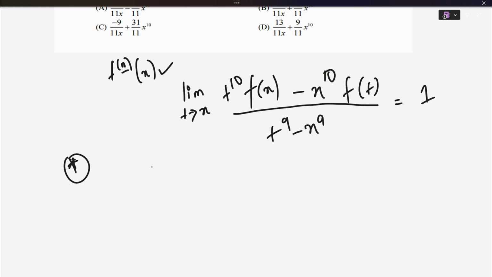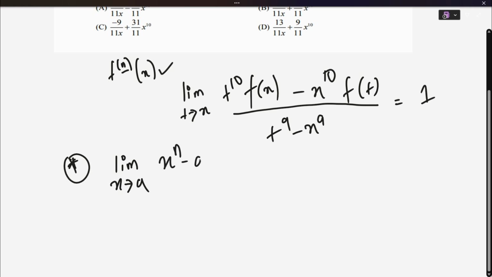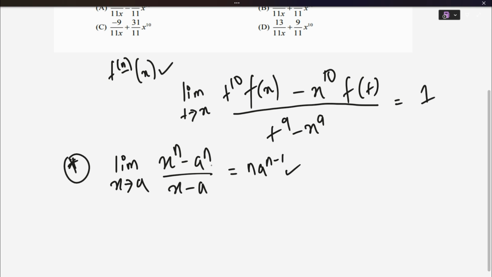So the standard limit that basically falls in place is this: limit x tends to a, of x to the power n minus a to the power n, divided by x minus a, is equal to n a to the power n minus 1. This is a limit that we will require, because you see, why am I writing this limit? Why did this feel important here?